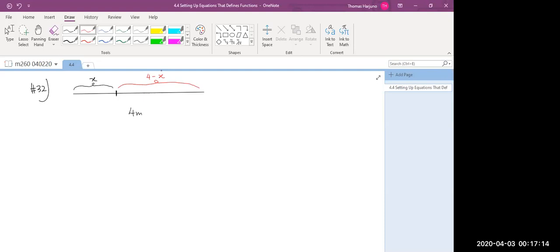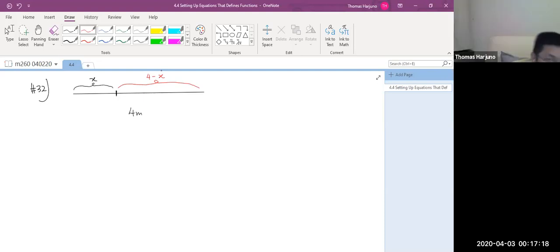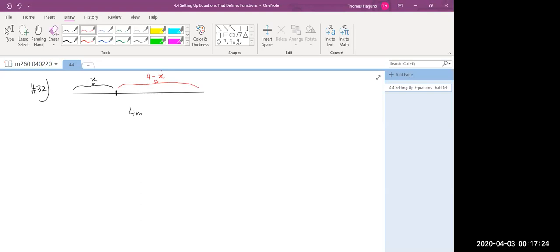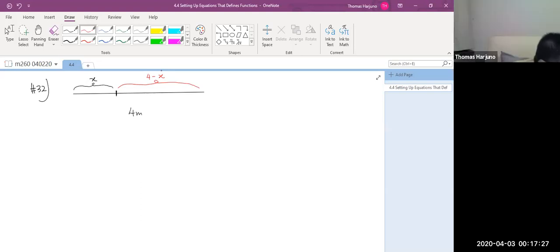Because we can say like x is 1. Okay, if x is 1, then the other one is 3. But they don't say that it has to be 1, right? So we can only call that x. If one piece is x, then the other piece must be 4 minus x. Right? Now then, it says each piece is bent into a square.